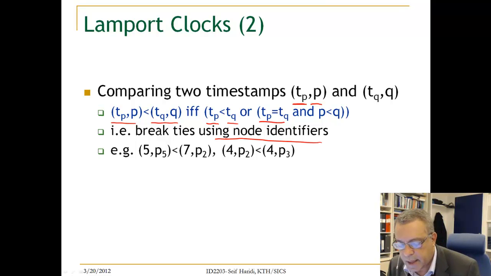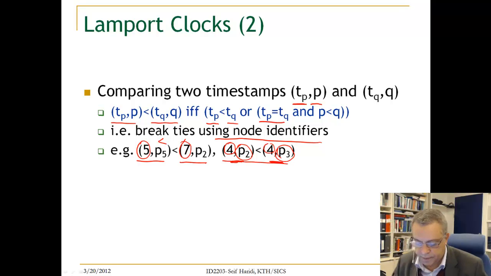You can see here an example. This timestamp is less than this timestamp because 5 is less than 7. And this timestamp here is less than this one because even though the logical clocks are equal, the process ID of P2 is less than the process ID of P3. Okay, so what properties do we have with Lamport clocks?